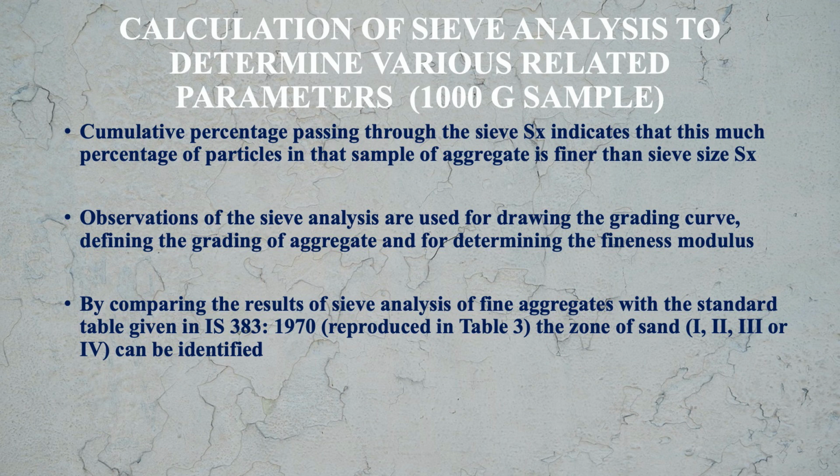Observations of the sieve analysis are used for drawing the grading curve, defining the grading of the aggregate, and for determining the fineness modulus. So for that purpose you can use the result of the sieve analysis. By comparing the results of sieve analysis of fine aggregates with the standard table given in code IS 383:1970, the zone of sand can be identified, and these are basically 4 zones: zone 1, zone 2, zone 3, zone 4.